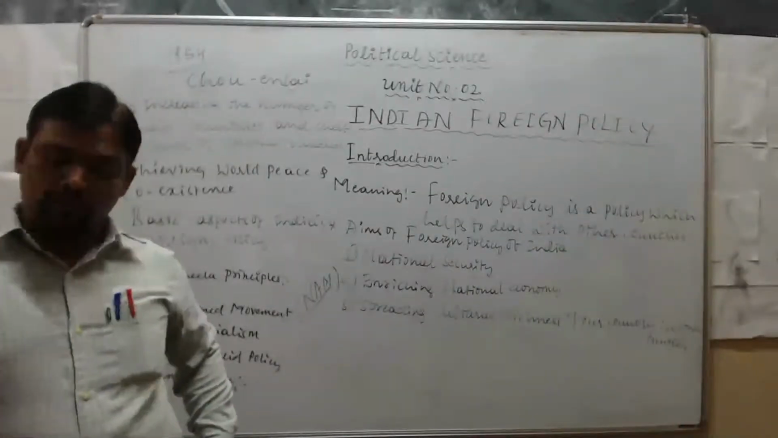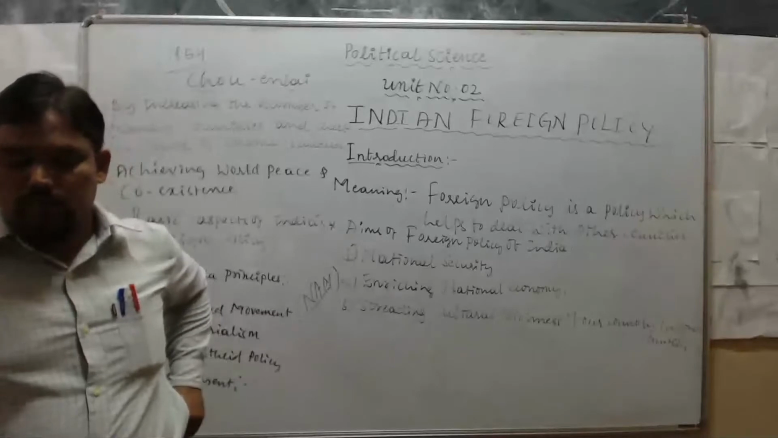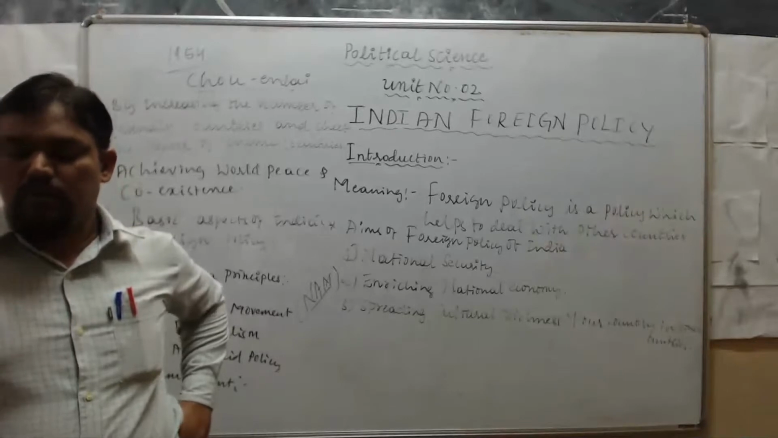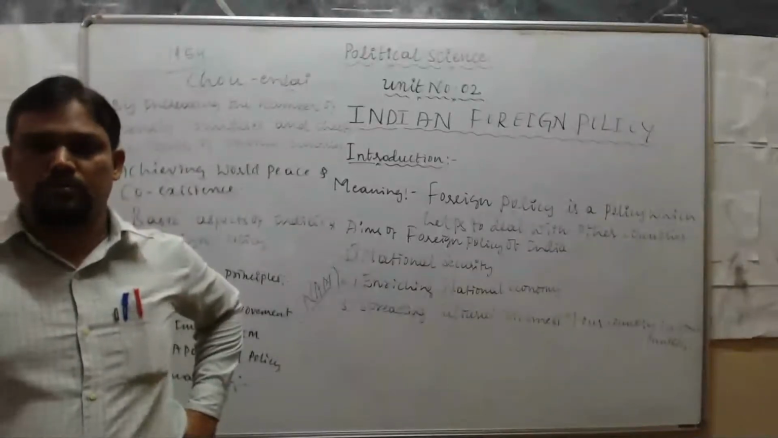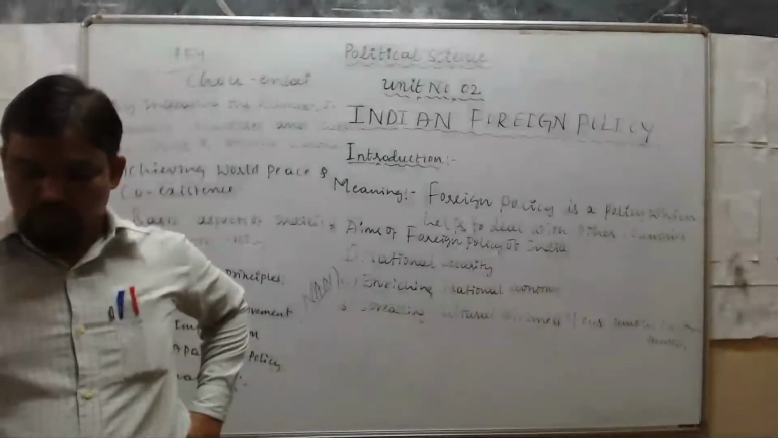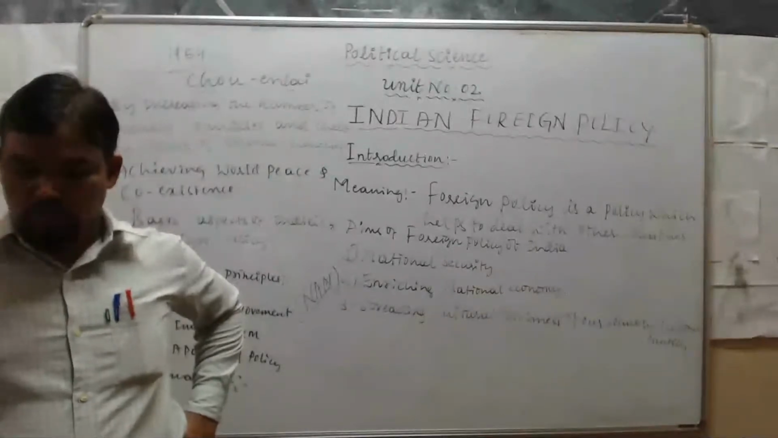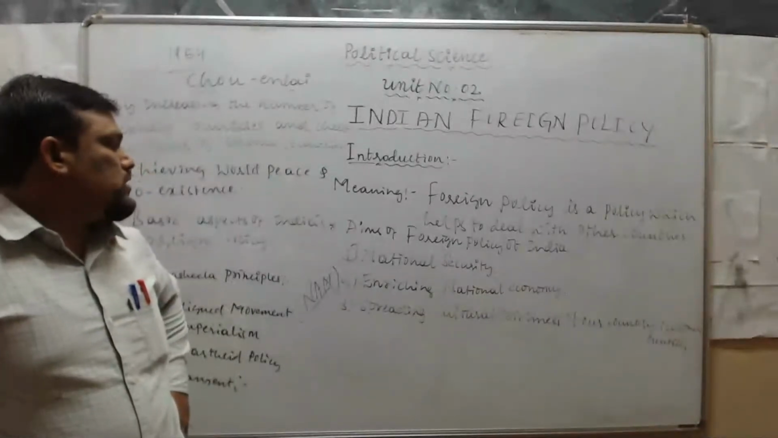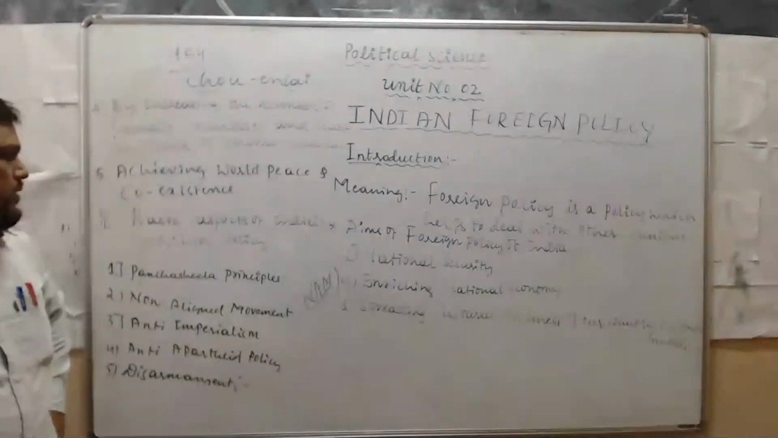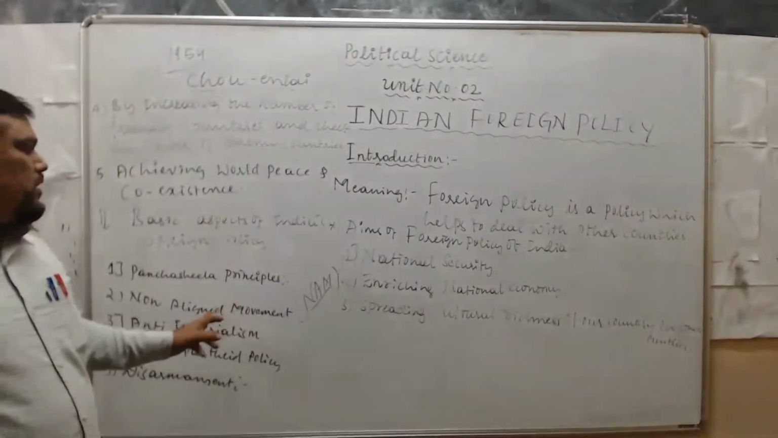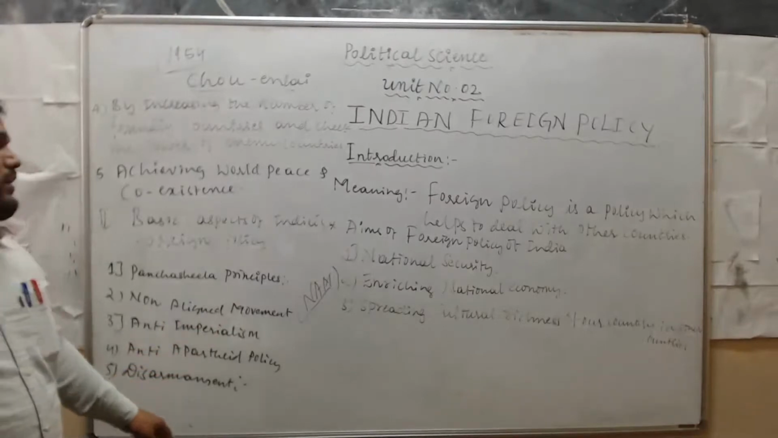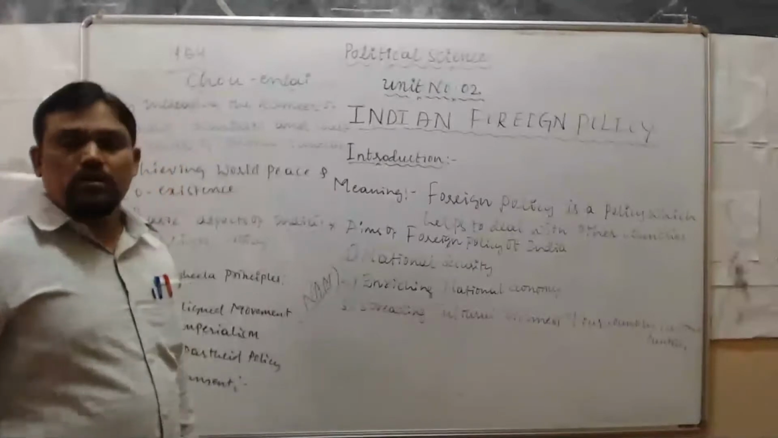What are the basic building blocks of India's foreign policy? The basic building blocks of India's foreign policy are as follows. You write the five Panchashila principles. This is the first basic aspect, the Panchashila principles. In the next class, we will discuss in detail NAM, the non-aligned movement, anti-imperialism, anti-apartheid policy, and disarmament.